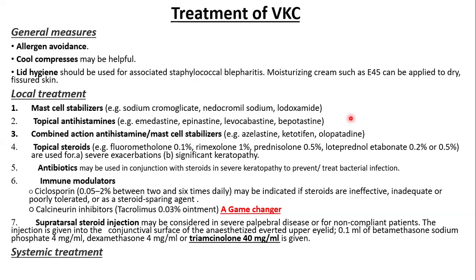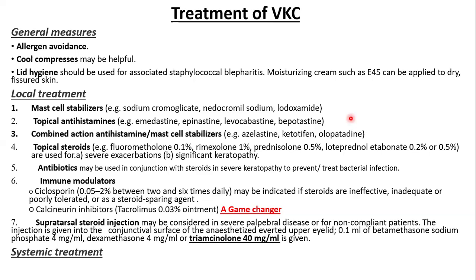Okay, systemic treatments. Dr. Amar, what is the dose of triamcinolone which is given? The same vial that we usually use, 40 milligram per ml. Usually you use 0.5 ml for each eye. That will be sufficient.